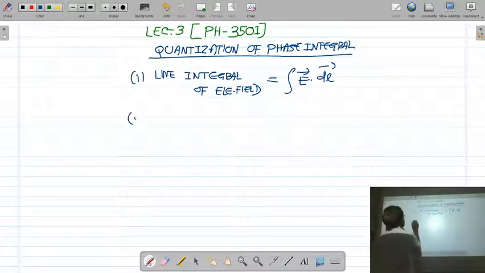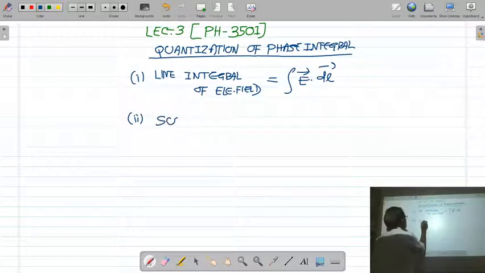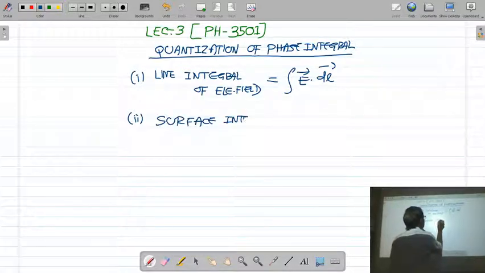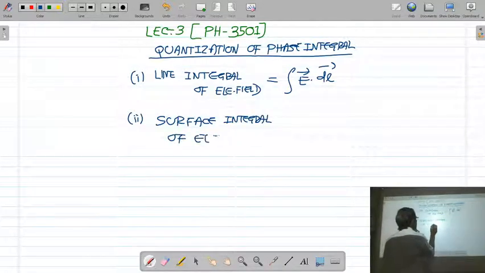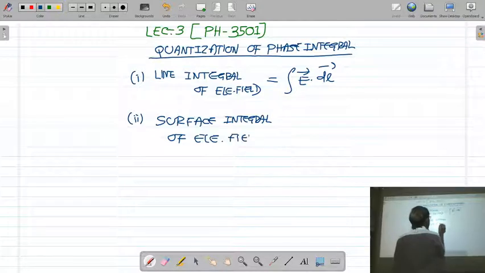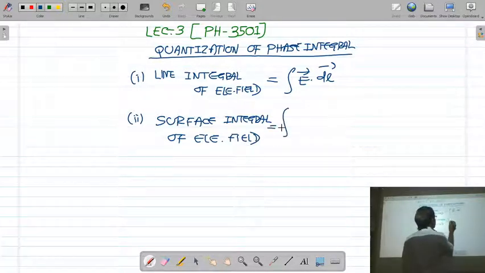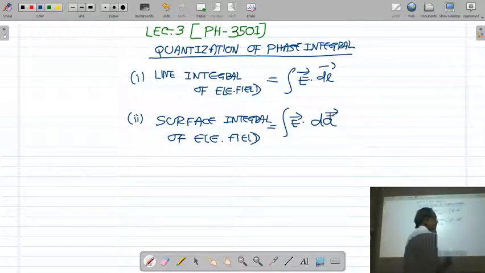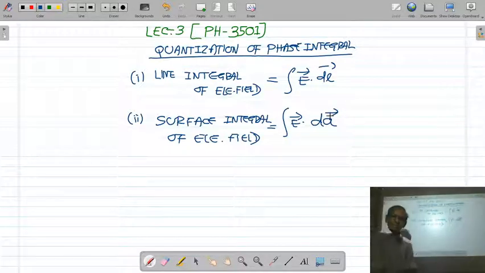Similarly, the surface integral of electric field can be written as integral E dot dA. So integral E dot dl is the line integral of electric field, and integral E dot dA is the surface integral of electric field. And we have also studied the Gauss theorem in electric field using this integral. Okay.